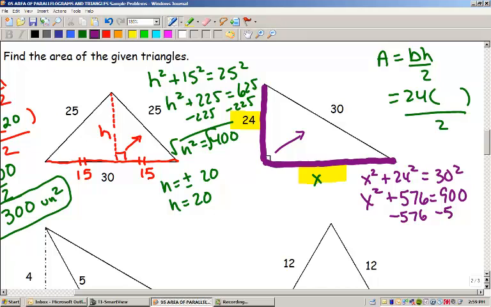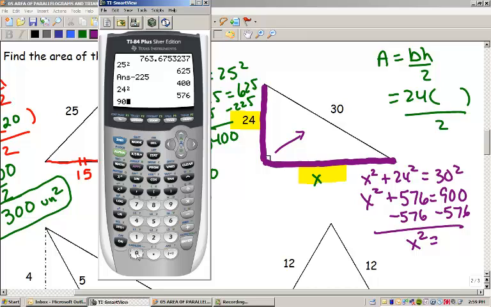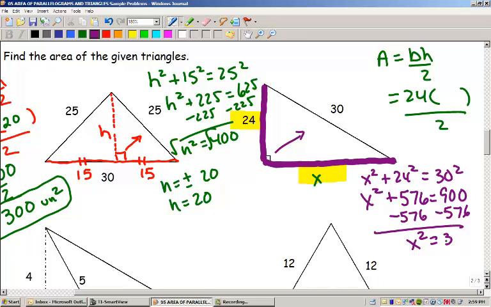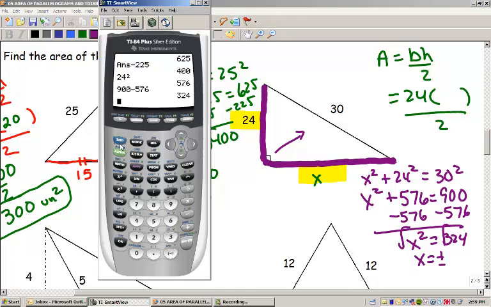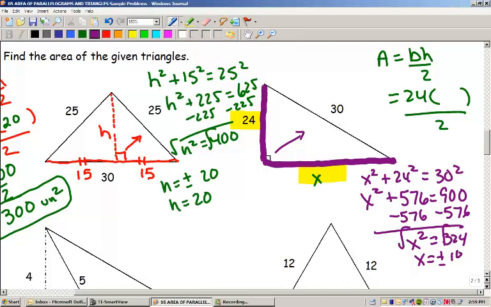Subtract 576, subtract 576, and I get x squared to equal 900 minus 576, and we get 324. Square root, and we get x to be positive and negative 18. But again, we only want the positive one. So this piece is 18, which is this piece right here.